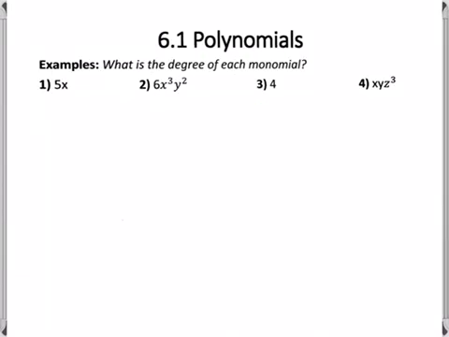In this example, we're looking at finding the degree of each monomial. So in example 1, we've got 5x to the first power. They didn't write the 1 here, but there's still a 1 as the exponent. So this first one has a degree of 1. In 2, we've got 6x cubed y squared. So we're going to add our exponents together, and so this has a degree of 6.